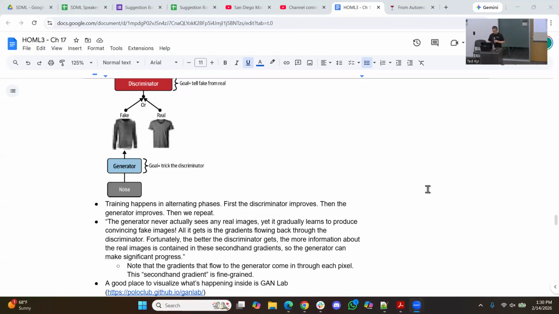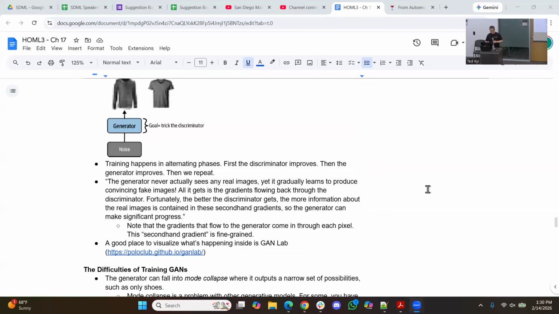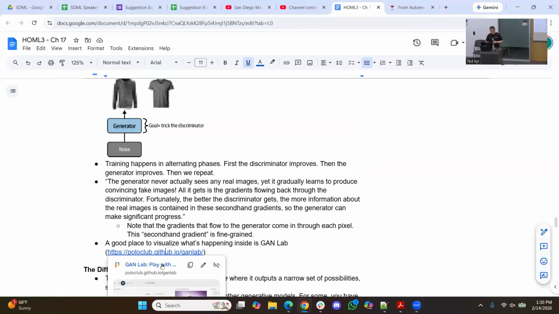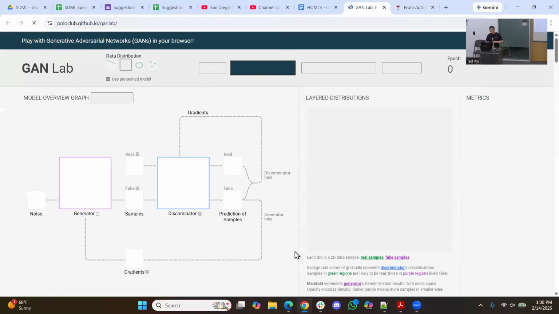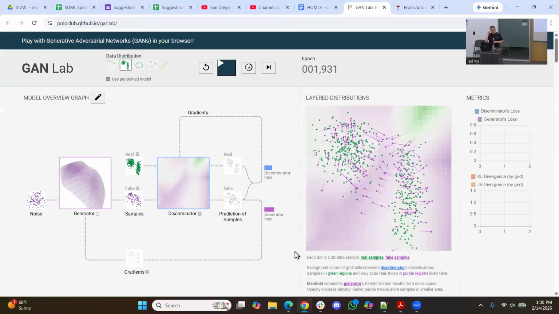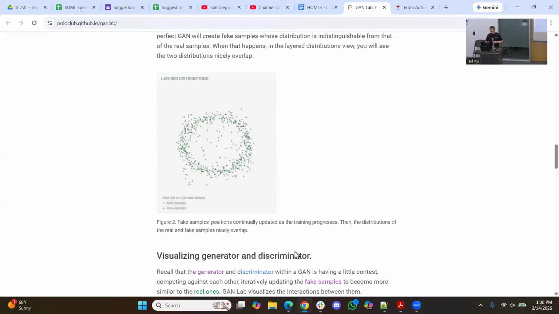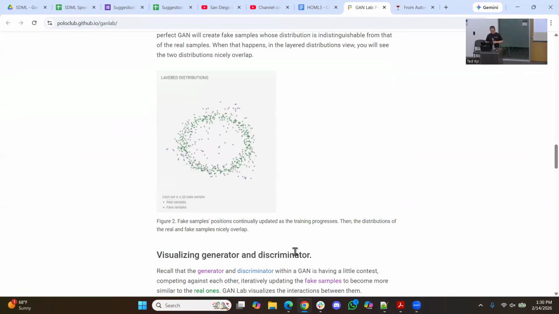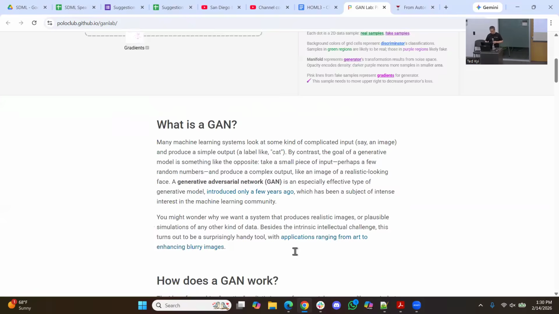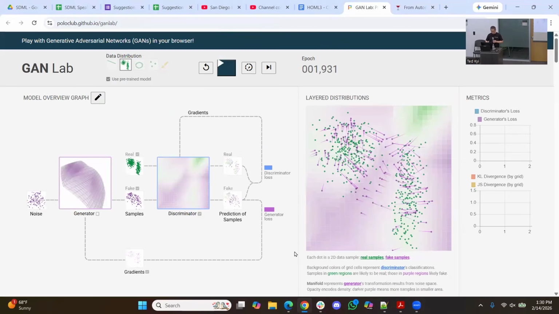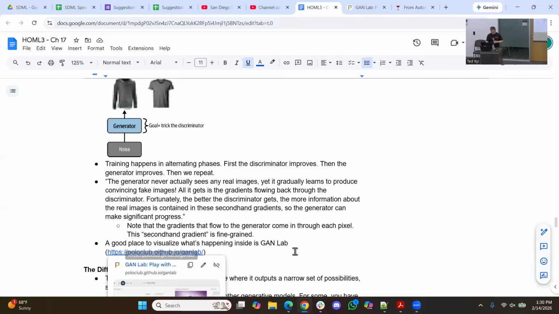All right, so we're going to get to diffusion models next. I have one more link here: GAN Lab. This is a small GAN. It's not one that actually does images, but you can play around and see the details of the discriminator and generator competing and learning.